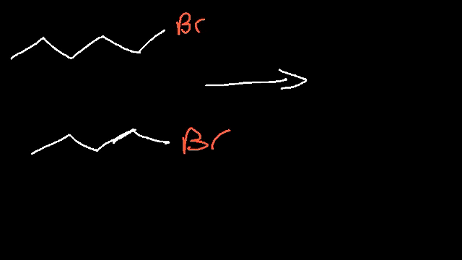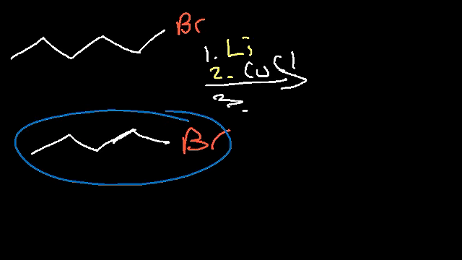So step 1, if we add lithium to one of these alkyl halides, and then step 2, if we add a copper chloride to it, and step 3, if we add this thing, we can connect these two together. And so we're going to get 9 carbons. And so basically we're just combining these two chains together. So that's how you can combine two alkyl halides.